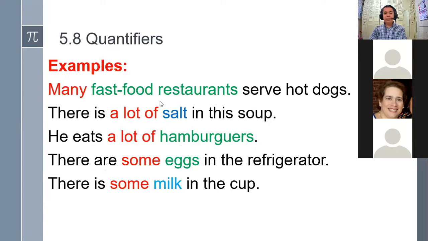Good. Now let's review, right? Many is used for countable. Fast food restaurants, we can count the restaurants, right? There is a lot of salt. A lot is used with uncountable, and a lot of is used with countables too. Some is used with countable and some is used with uncountable, right?